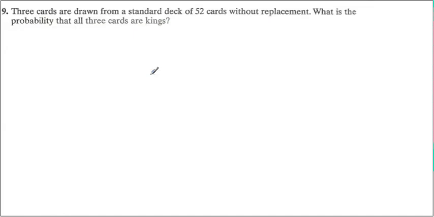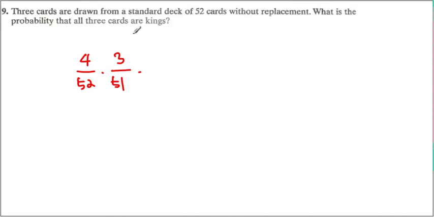Number 9. 3 cards are drawn from the standard deck of 52 cards without replacement. What is the probability that all 3 cards are kings? What is the probability of getting a king first? Yes, there are 4 kings out of 52 cards. How about the second time? Because I used 1 card, there are only now 3 kings possible. But out of 52, now we only have 51 choices because 1 card was drawn.